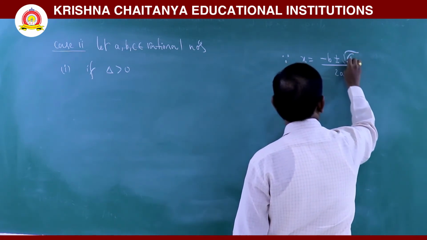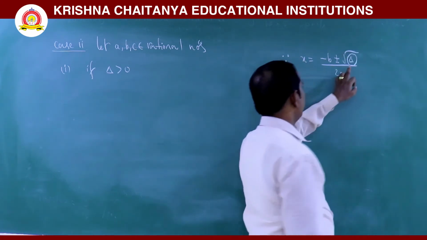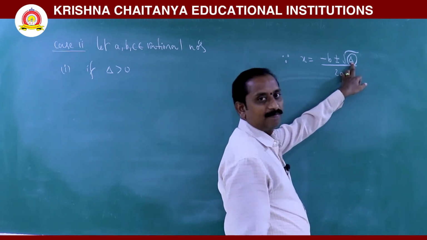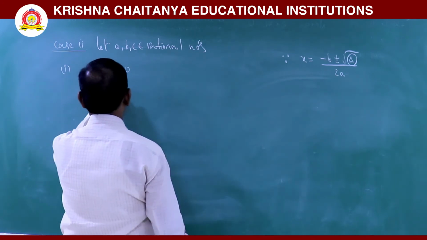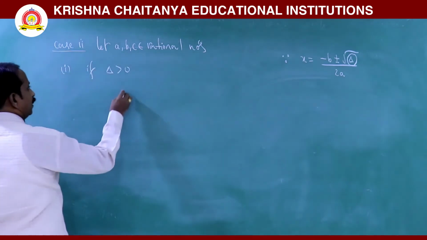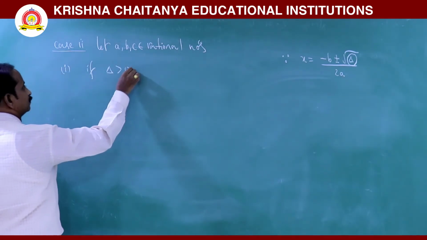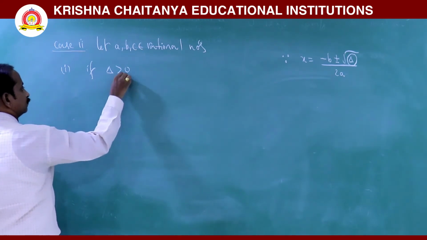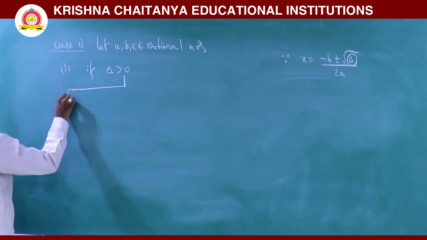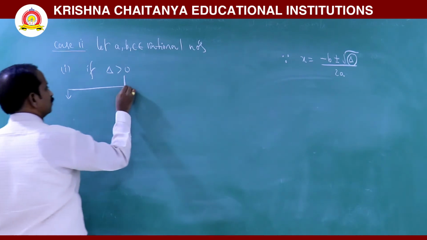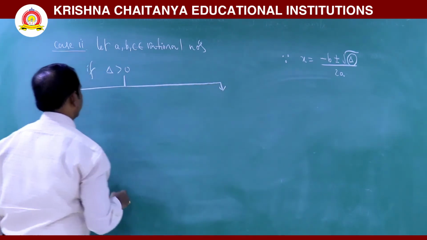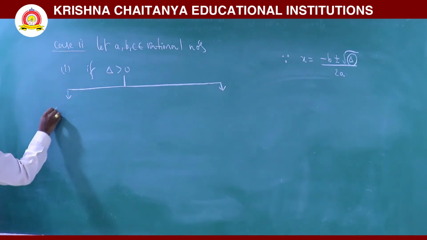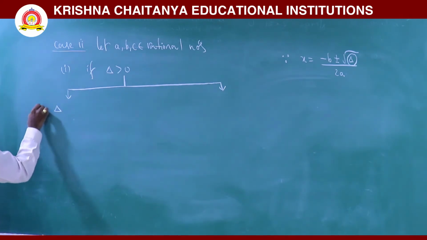Delta greater than 0 may be a perfect square or may not be a perfect square. So if delta is greater than 0, there are two cases: delta is a perfect square, and delta is not a perfect square. Delta is a perfect square.